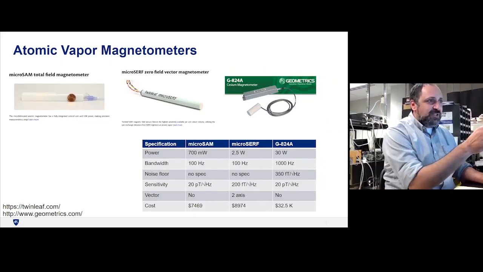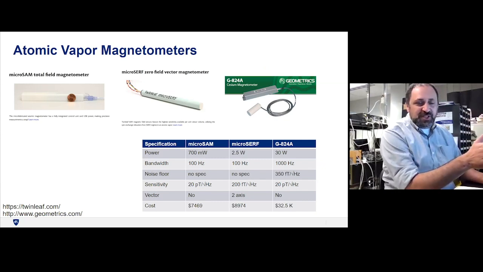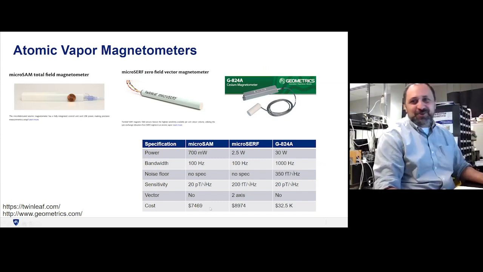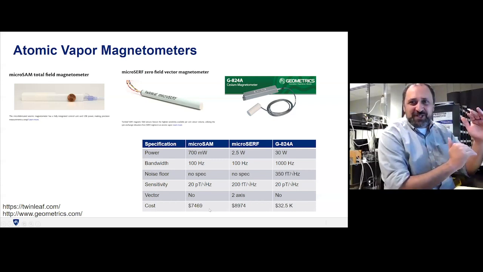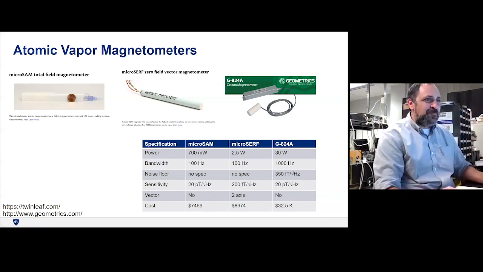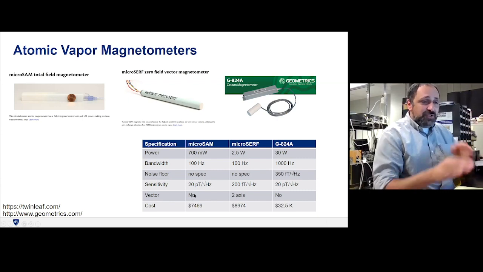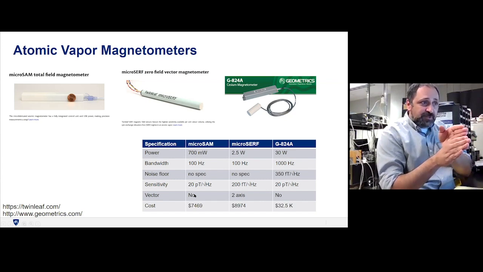We're going to be describing this, but here you get a sense of real world systems. So now we're back up to $7,000 in cost. I like to include that as a metric, an important metric. Our powers are a lot higher. Our bandwidths are lower. But now we have sensitivities that are still comparable. Some of them can measure the direction of a magnetic field.